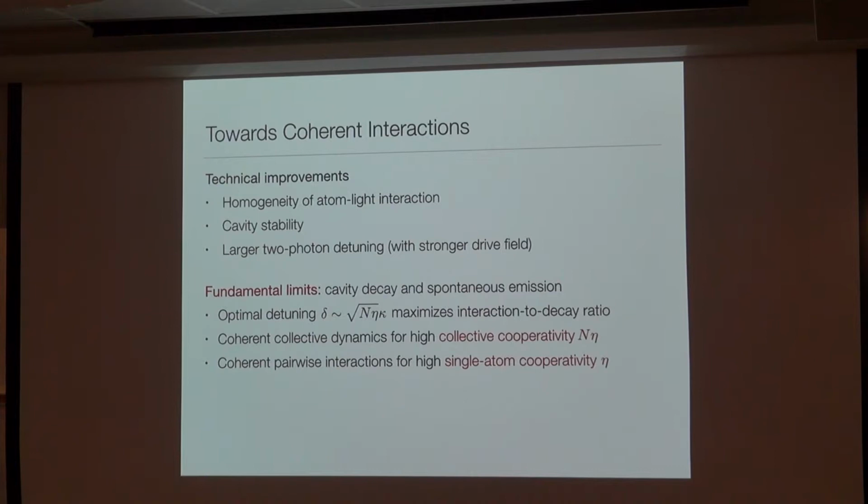That means that eventually I'll run into a limit where that strong drive field causes spontaneous emission. And so there's some happy medium where this is optimized, which scales with cooperativity. Roughly speaking, the big picture is that at large collective cooperativity, we should be able to see very coherent collective dynamics in this system. So that's something that we're already well equipped to do.